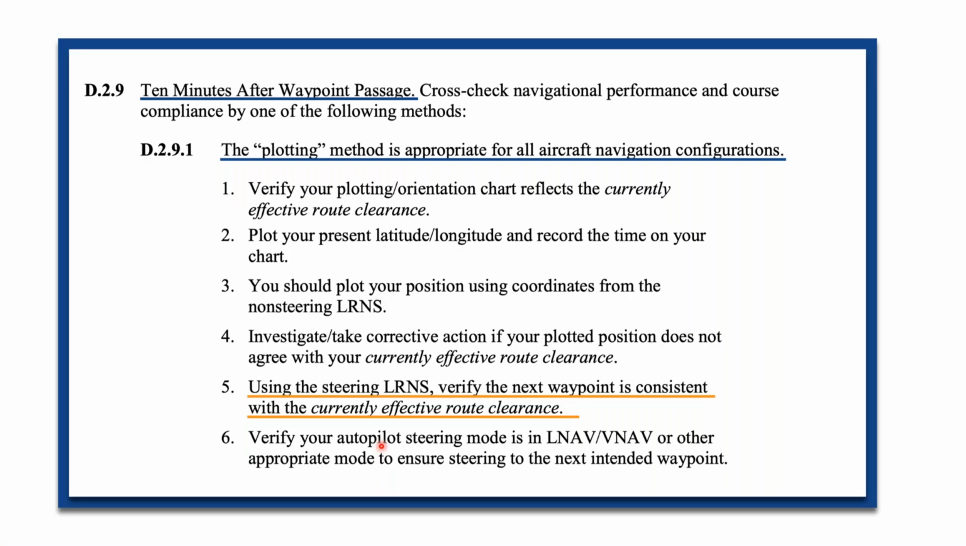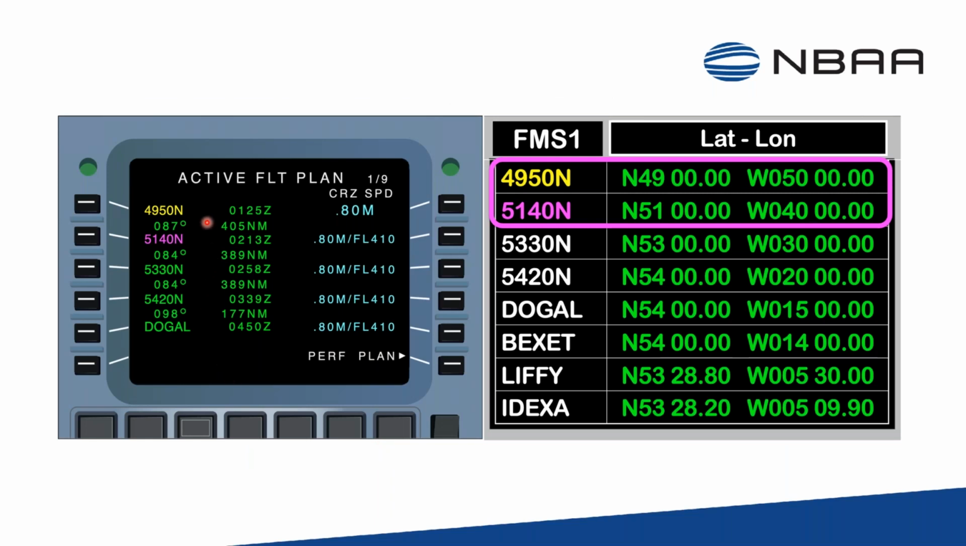The next step in the plotting method is to use the steering long range nav, that FMS on the left-hand side, to verify the next waypoint's consistent with your effective cleared route. So here we see an MCDU, and that's where we're coming from, and that's where we're going to, and you can look at it on the waypoint list as well. So there's a couple of different ways that could be illustrated.